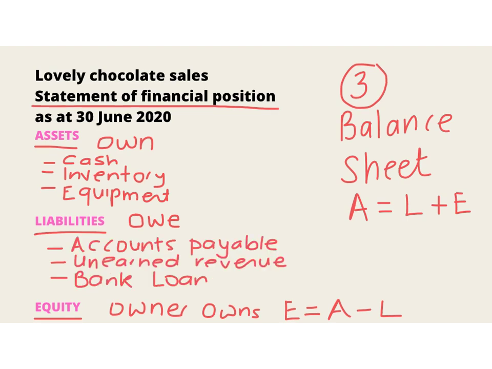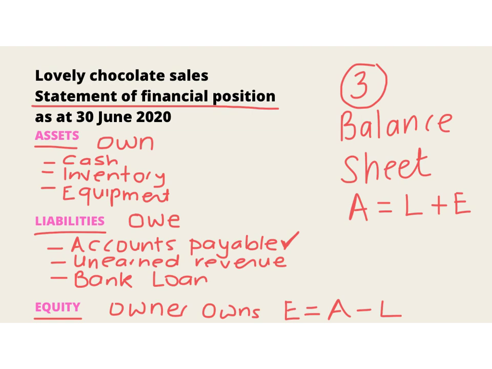If the business buys something but they didn't pay for it, this is called an accounts payable. Unearned revenue is also a liability. It's when the business has received money from the customers and they owe the service or product to the customers. A bank loan is also a liability. It's where you've borrowed money from the bank.